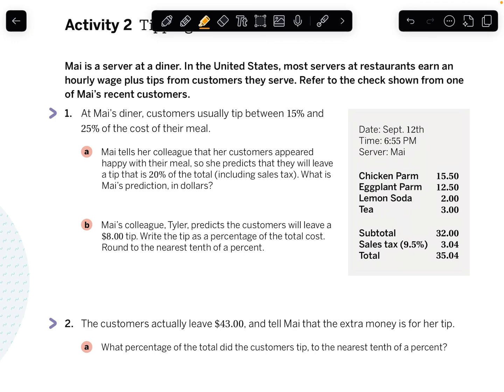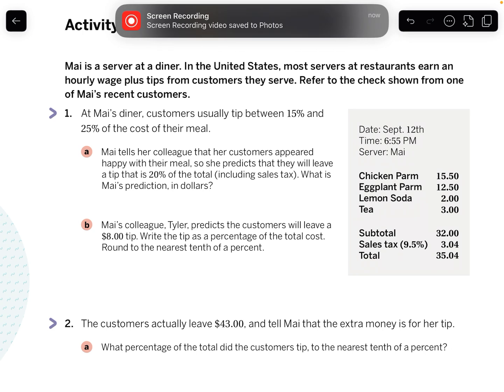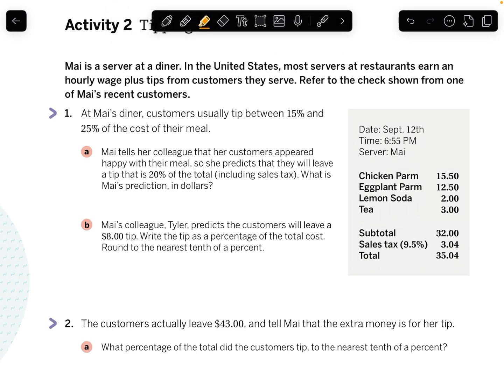So at Mai's Diner, customers usually tip between 15 and 25% of the cost of the meal. Mai tells her colleagues that her customers appear to be happy with their meal. So she thinks that they will leave a tip that is 20% of the total. That includes sales tax. So that means the total here is this. What's Mai's prediction in dollars?